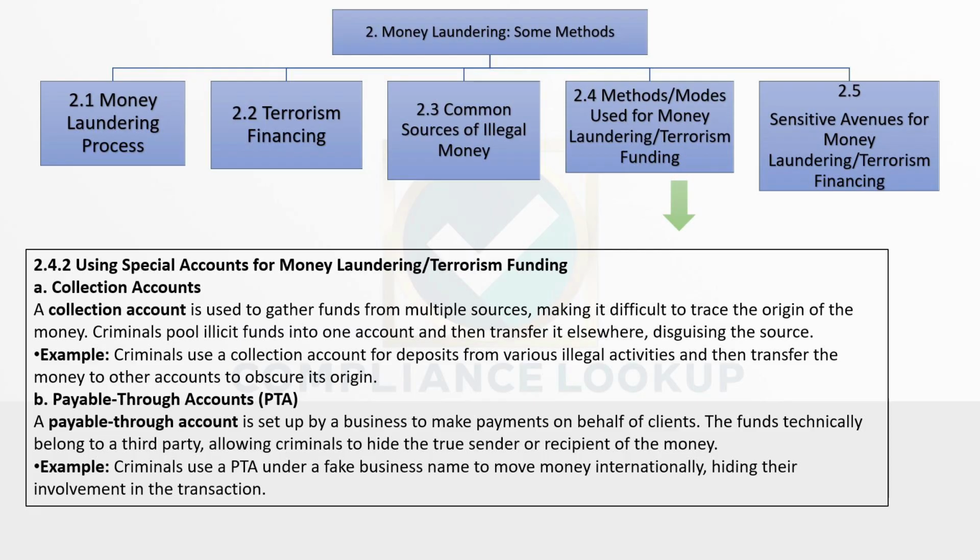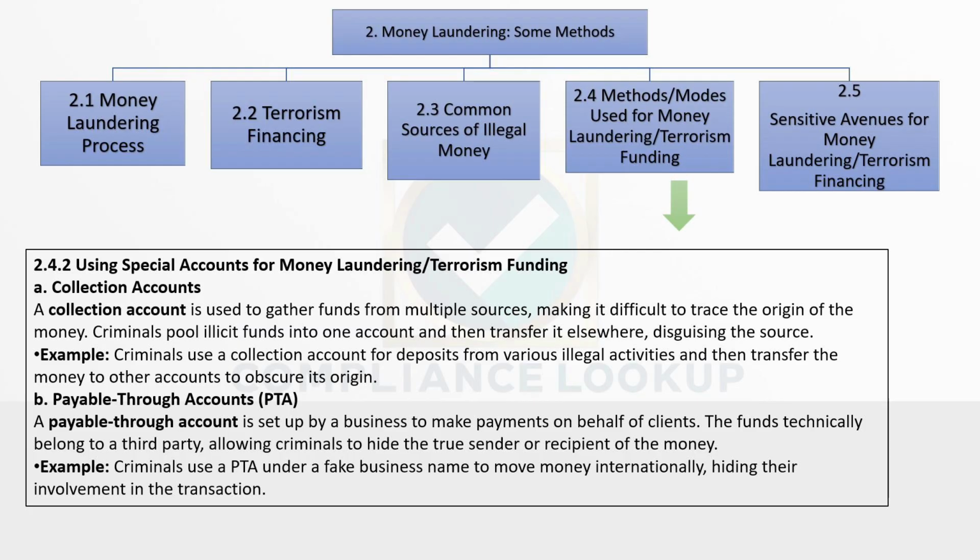Example, a group of criminals involved in drug trafficking sets up a collection account. Funds from drug sales, illegal gambling, and other unlawful activities are deposited into this account. Once the money accumulates, they transfer it to offshore accounts or legitimate looking businesses, making it appear clean. By pooling the funds in one account, they make it nearly impossible for investigators to trace each deposit back to its specific illegal source.